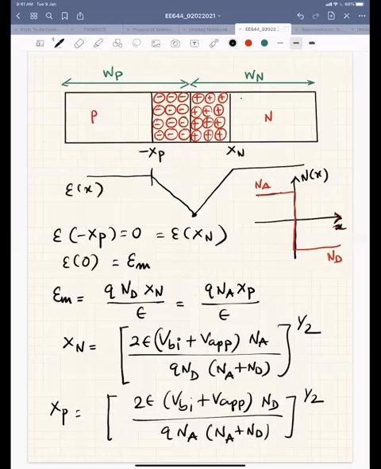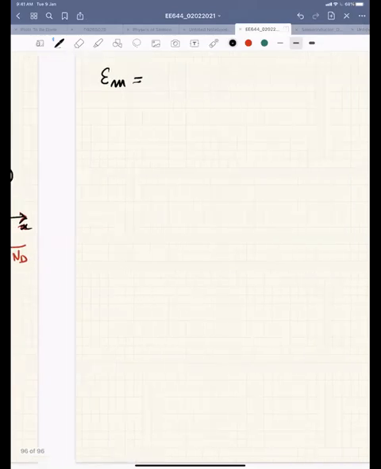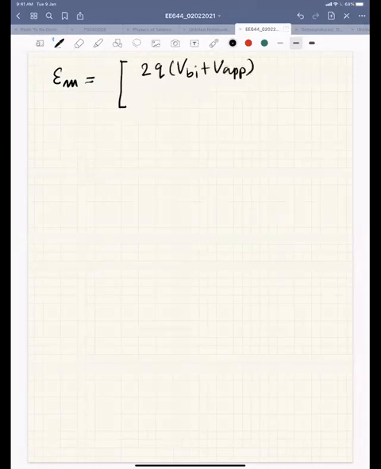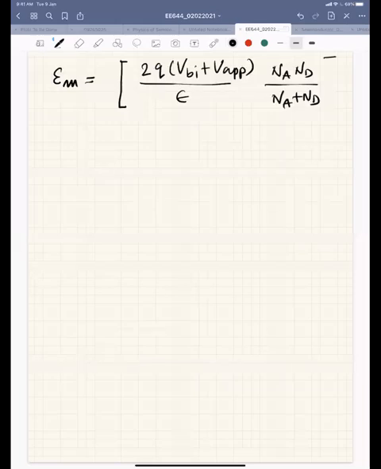So basically, if you take these xn and xp values and put them in, you can calculate your maximum electric field, which is at the junction. The maximum electric field will be in this form; let me write it down. It will be the square root of 2q (Vbi plus VR) divided by epsilon, times Na Nd by (Na plus Nd). So this is my maximum electric field.